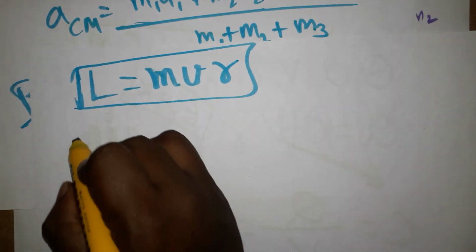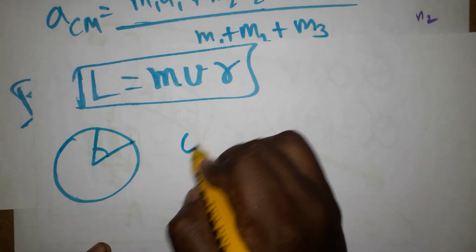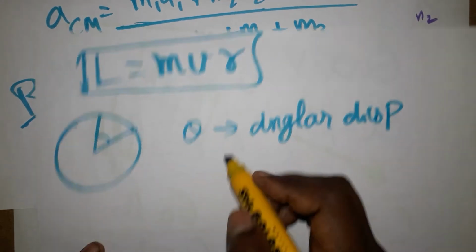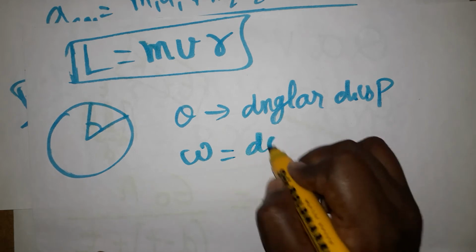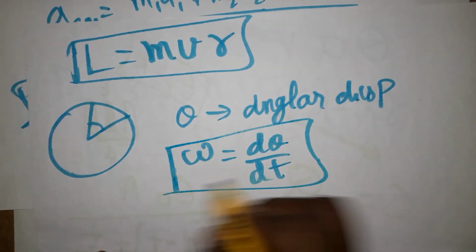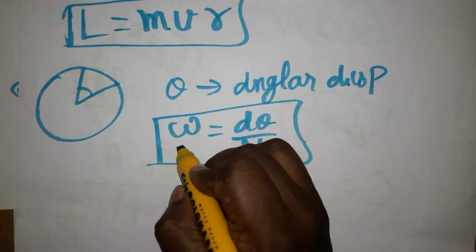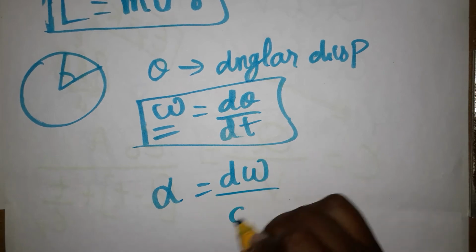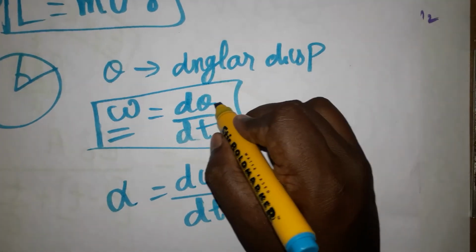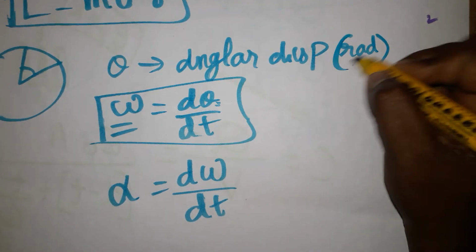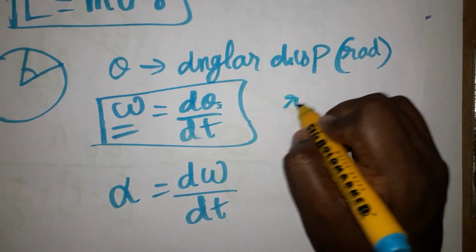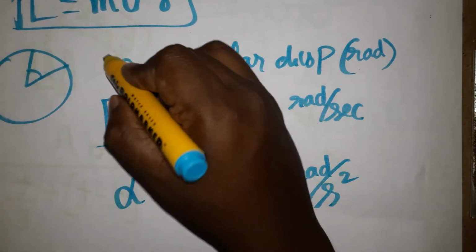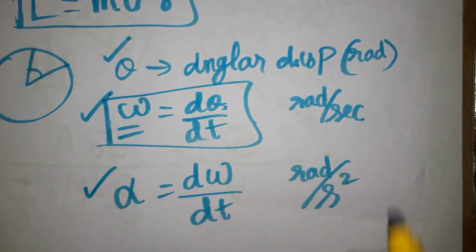In rotational motion, you definitely need to know theta. Theta is the angular displacement. Omega is the angular velocity, dθ/dt, angular displacement per unit time. Angular acceleration is angular velocity per unit time, dω/dt. Theta is in radians, omega is in radians per second, and angular acceleration is in radians per second squared. These are called angular displacement, angular velocity and angular acceleration.